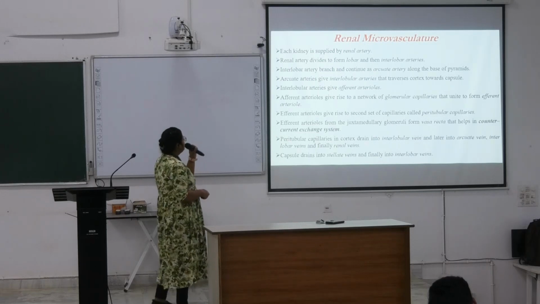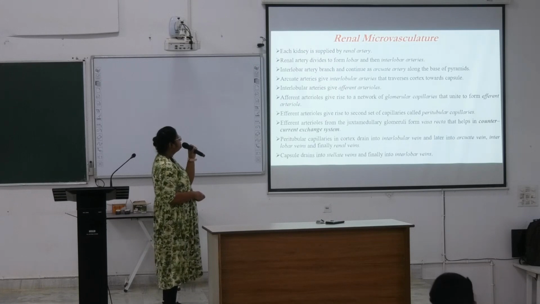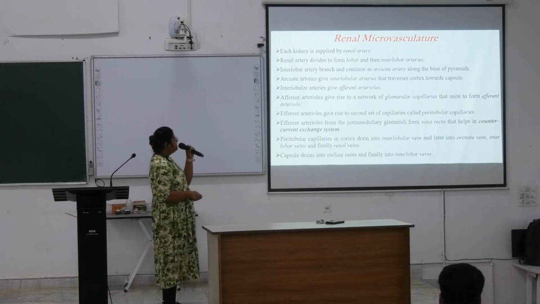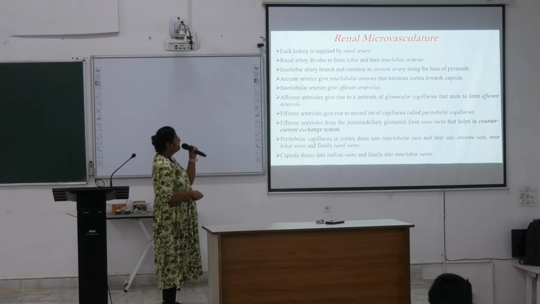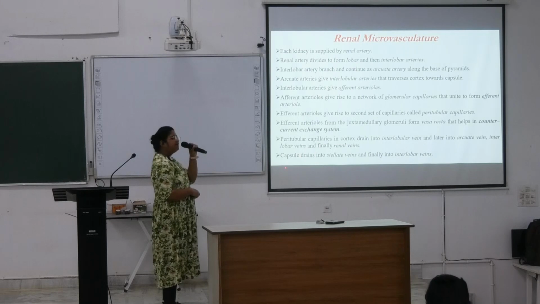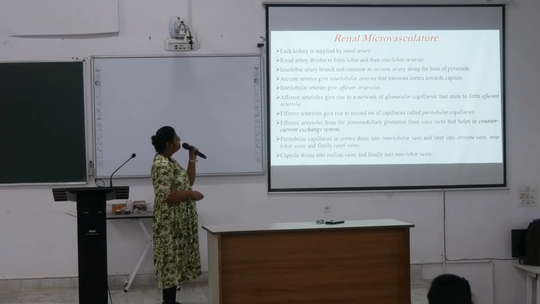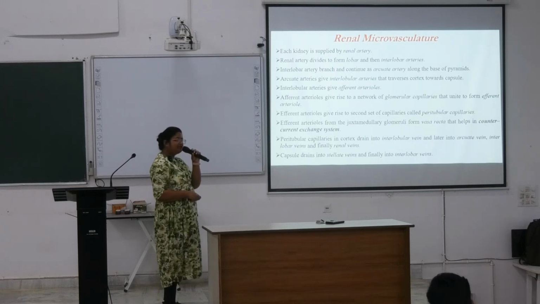Okay? And peritubular capillaries in the cortex drain into the interlobular vein and later into the arcuate vein, enter the interlobar veins, and finally into the renal veins. And the capsule of the kidney drains into the stellate vein, finally into the interlobar vein.